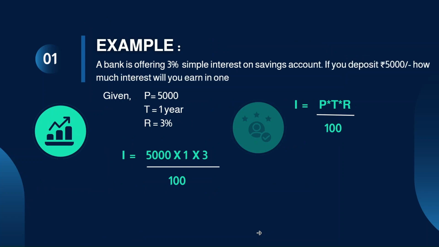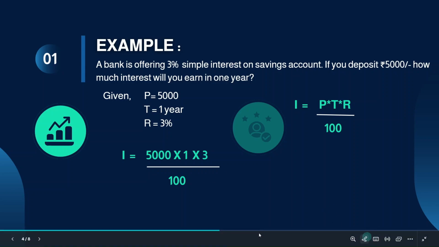We'll see one example. A bank is offering 3% simple interest on a savings account. If you deposit 5,000, how much interest will you earn in 1 year? Here, P is 5,000, T is 1 year, R is 3%. Now we know that interest is equal to PTR by 100. So first P 5,000, 1 year, and 3 by 100. Now we will calculate that.